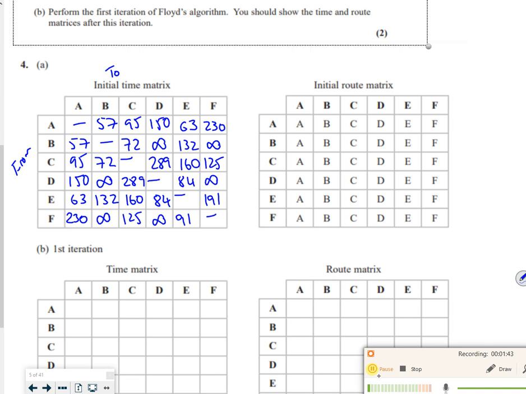So I've set up the table, hopefully yours is the same. If the initial root matrix was blank, you'd fill it in with whatever letter it was. So my starting point, now that tells me that I'm setting it up as a direct connection. So B to A would be going directly through A. So that's initially a blank canvas of setting things up as direct connections.